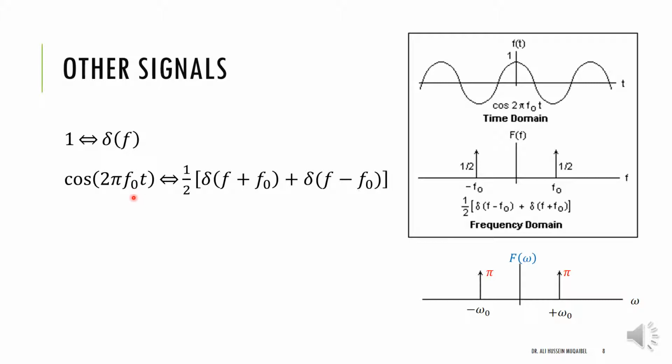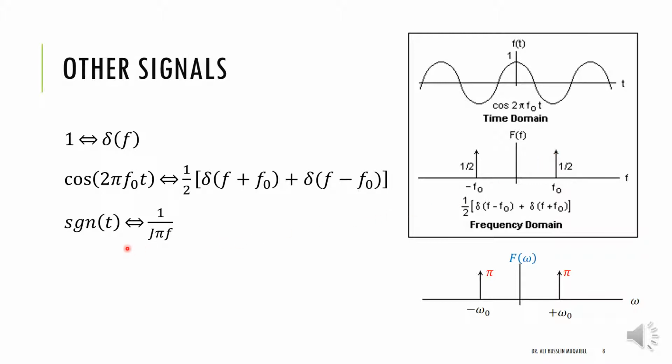Now if you use omega, it's going to be a little different. All deltas will be scaled by 2 pi. Once again, this is a spectrum of a cosine, which would be the same, but because f and omega are related by 2 pi, the impulses will be scaled by 2 pi. So half becomes pi. Why? Because we want to maintain the area of delta to be equal to 1.